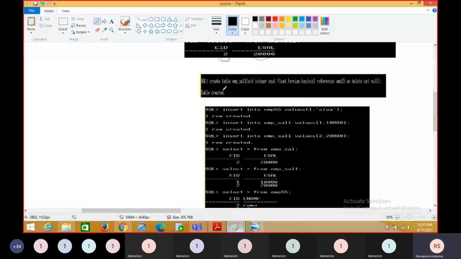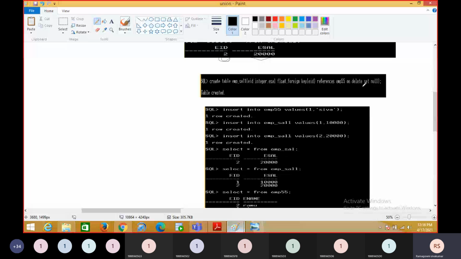While you are creating the tables, this is also a constraint we can use, right? This is a referential integrity constraint, enforcing deletes. So create table employee salary, EID integer, salary float, and foreign key EID references EMP55 on delete set null.